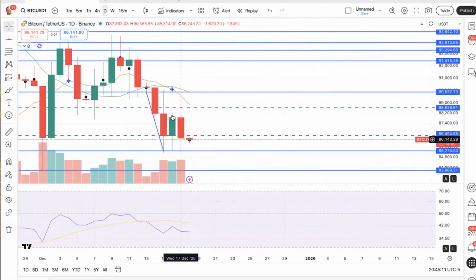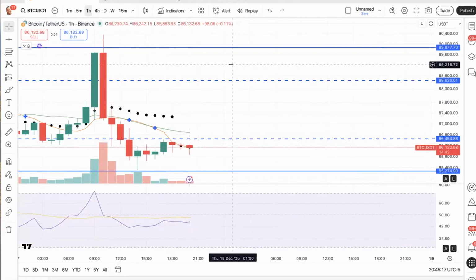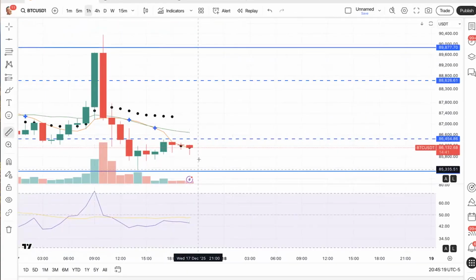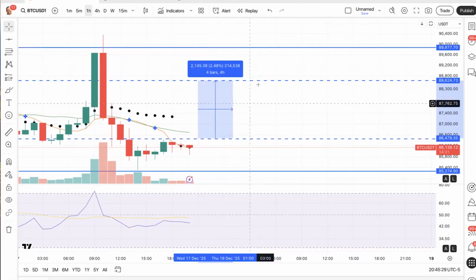So to answer your question, you said why do I go to lower time frames? Well, it's because I'm day trading, but you absolutely can swing trade them. You absolutely can try to catch larger moves. Like if I get in on this breakout to this one, this is like 2.48%. So let's just call that 2.5%.